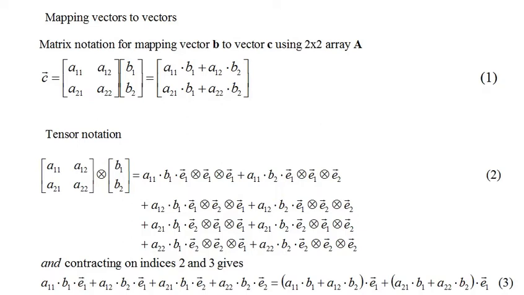Line 2 shows the calculation of the cross product of the rank 2 tensor A and the vector B. And line 3 shows the result of contracting the product just calculated on indices 2 and 3, giving the vector C.